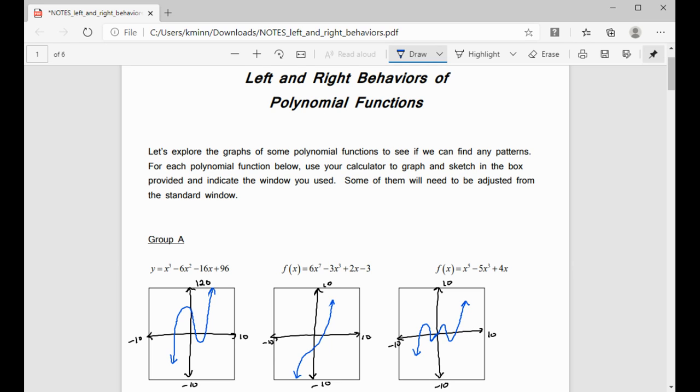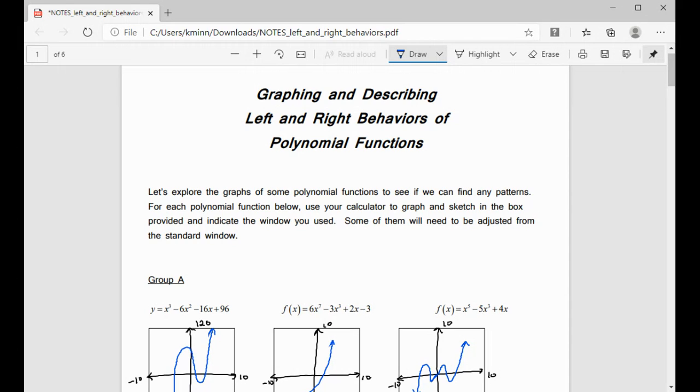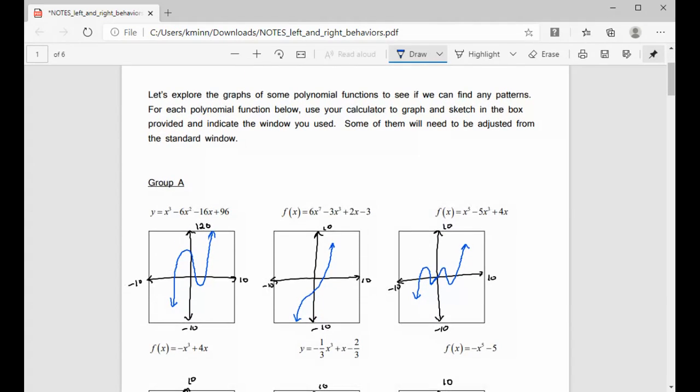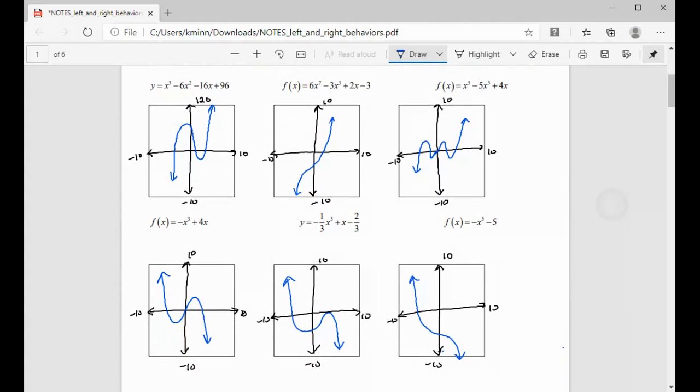This video will go through the conclusions that you should have come up with for graphing and describing left and right hand behaviors of polynomial functions. On the first page, your graphs should have looked something like these 6 in group A. Some of the windows you did have to adjust in order to get everything fully in your window, but most of them were a nice 10 by 10 standard window except for number 1.